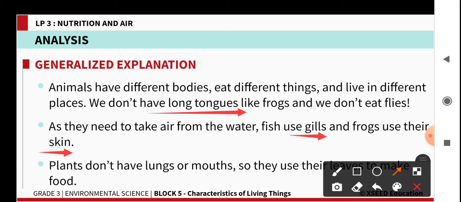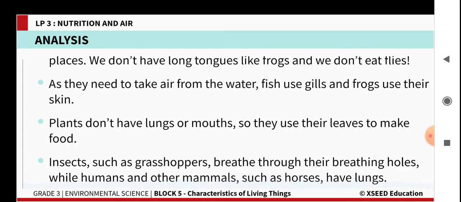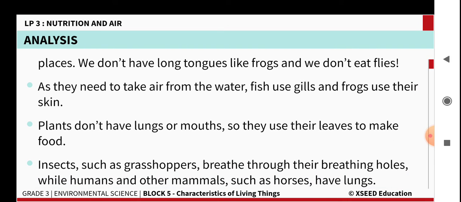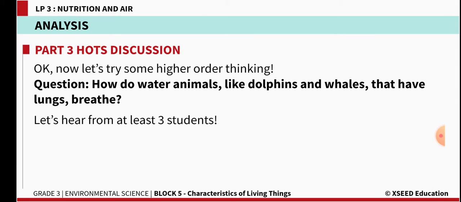When the same frog comes on land, it uses lungs for taking air, lungs for breathing. Breathing is known as taking air into our body through the nose. And plants do not have lungs or a mouth. So they use small pores on the leaf for breathing or taking air. Understood, children? And insects have some holes on their body to take the air in.